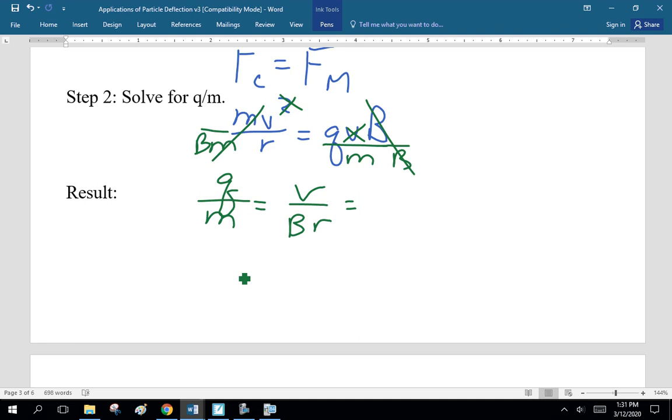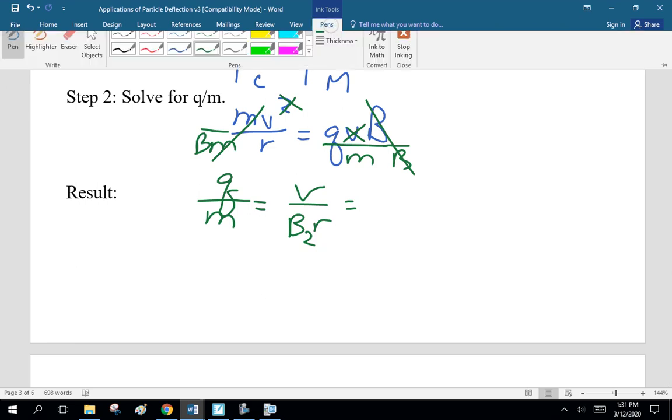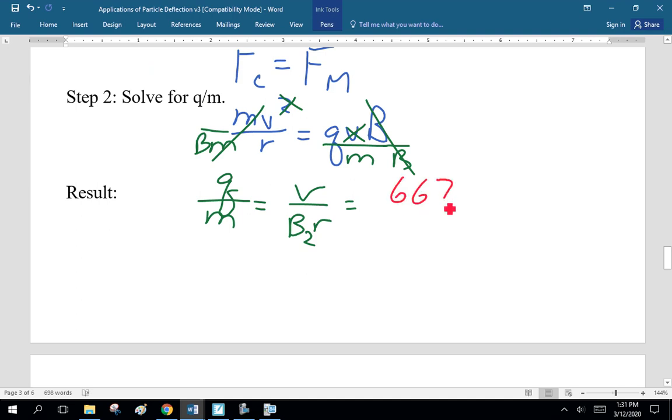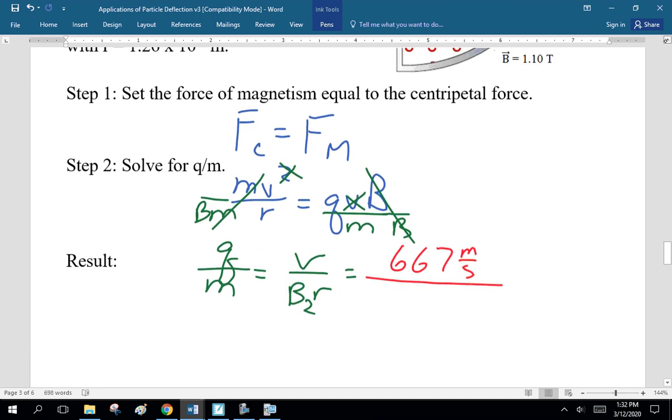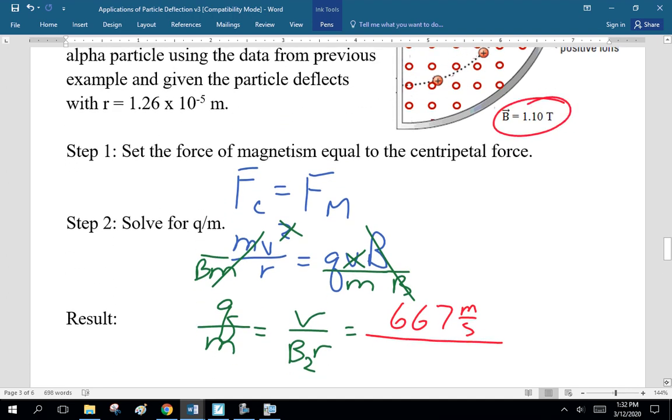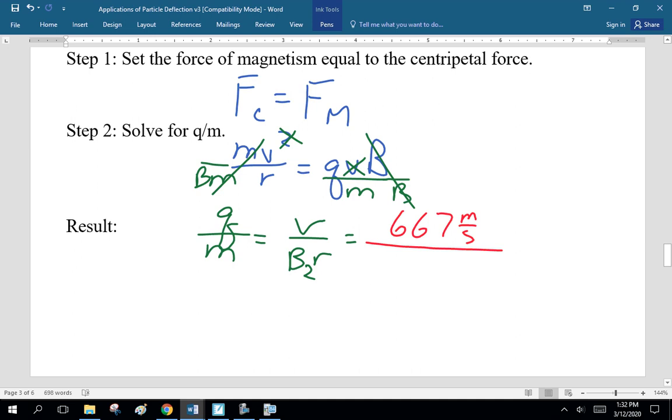Yes, now careful. What B are we talking about? This magnetic field or the second magnetic field in the deflector. Now, we just calculated the velocity of the alpha particle going in. What was it? 667 meters per second. What is the magnetic field of the detection chamber? Tesla, yes. Right up here, 1.10 Tesla. Not the 0.75 of the velocity selector. And what did I say the radius was?